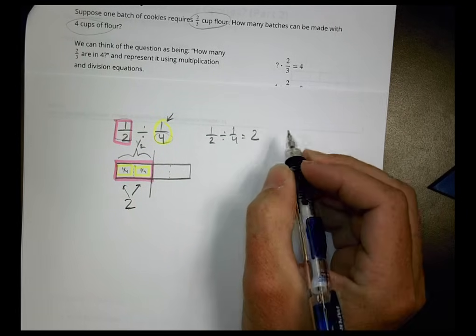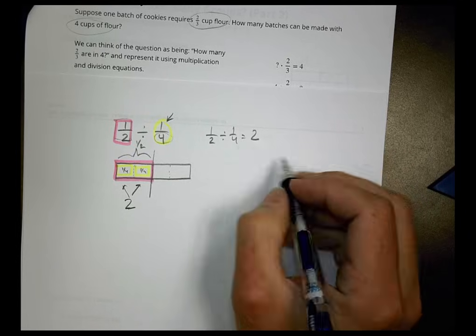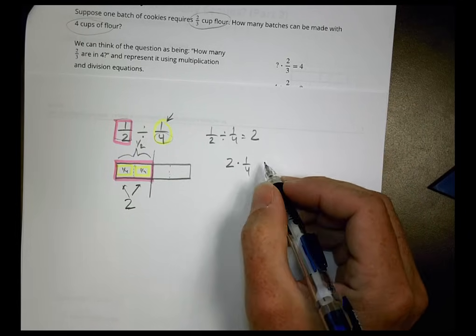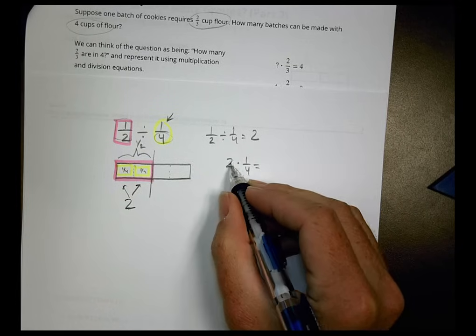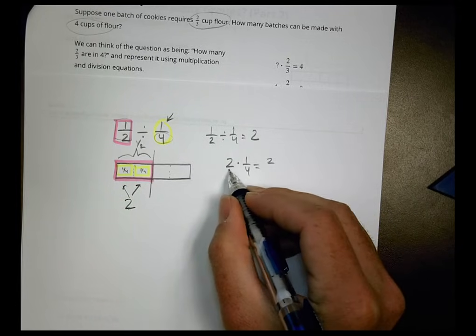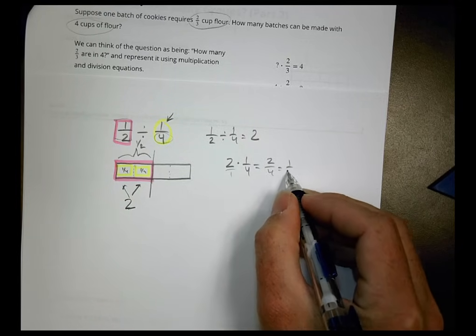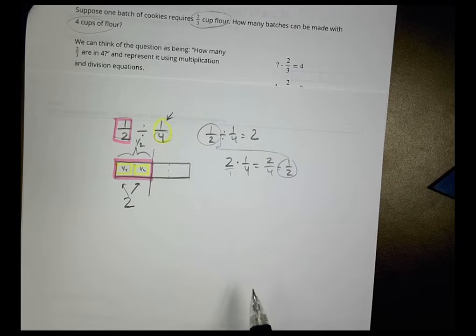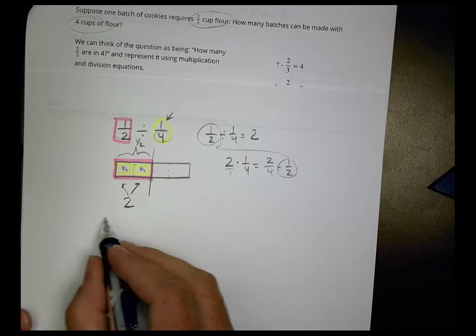And we could check that out by doing multiplication, right? We could do 2 times 1/4 to check that out. What is 2 times 1/4? 2 times 1 is 2. 4 times 1 is 4. We reduce that to 1/2 and it matches and we're good. So you can do a fraction bar with fractions too. It does work out. Let me show you another one.